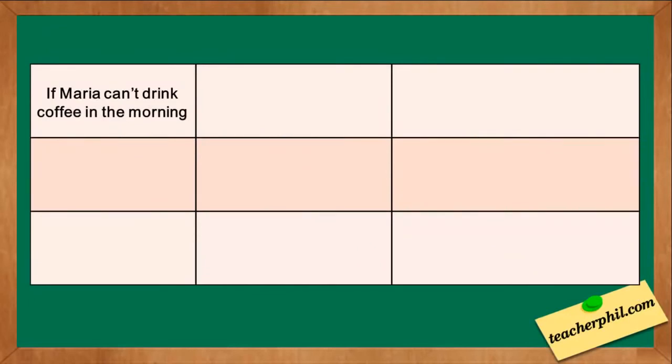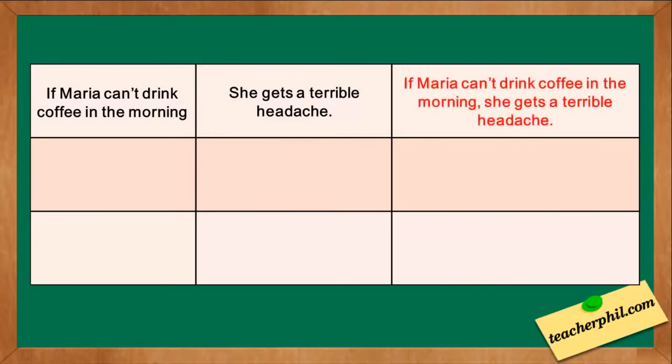The third one, if Maria can't drink coffee in the morning, she gets a terrible headache. The answer is, if Maria can't drink coffee in the morning, she gets a terrible headache. The if clause and the result clause are already in the present simple, so we don't need to change it.